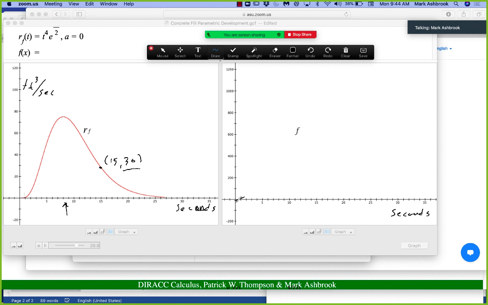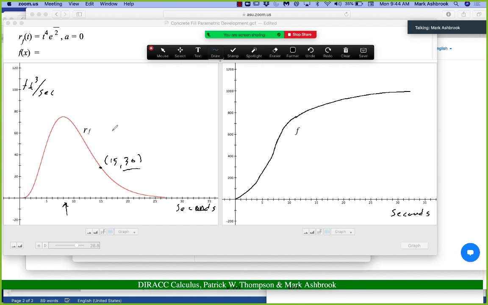Try that again. Used my new pen. Heading up the fastest, and then at about 8 seconds, it starts slowing down. And then it's not going to go back down again. It's just going to keep increasing, but at a slower and slower rate. So we expect something like that. Well, I want this function exactly. I want the accumulation of concrete.